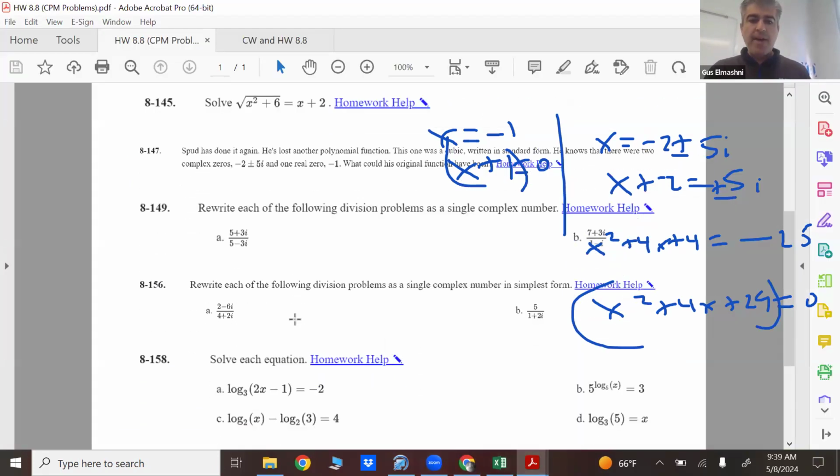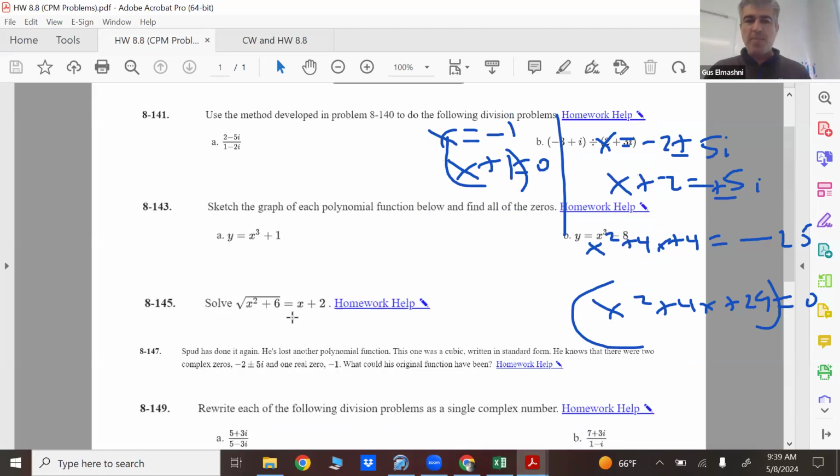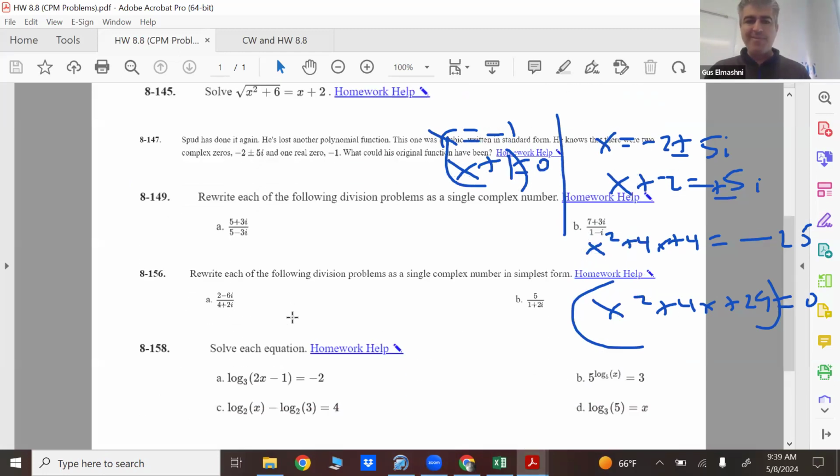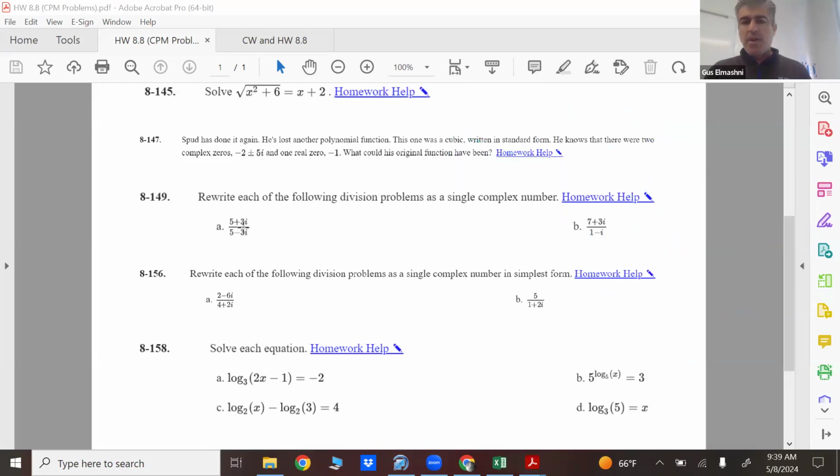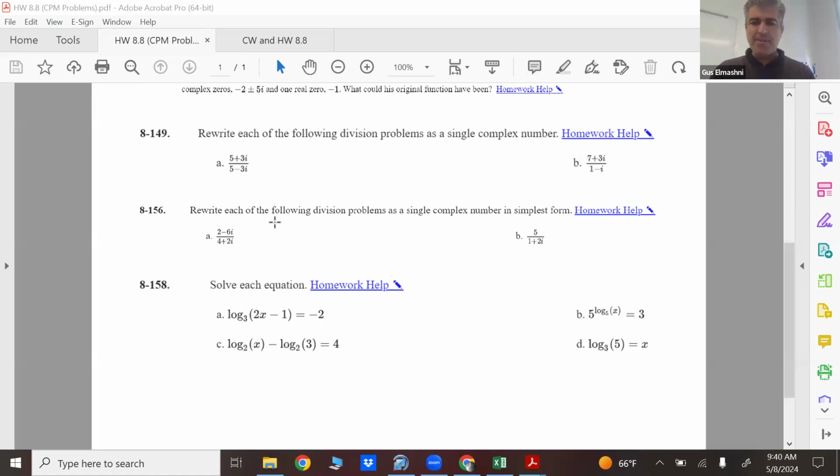Okay, for 149, that's more the same as the first problem. More of the same stuff, so just go through the motions. You're going to multiply top and bottom of a by 5 plus 3i to get the i's to cancel on the bottom. For b, you're going to multiply top and bottom by 1 plus i. Okay, why do we ask this 3 times? That's so lame. I'm sorry, guys, I did it 3 times. That is ridiculous. Okay. 156, same thing.